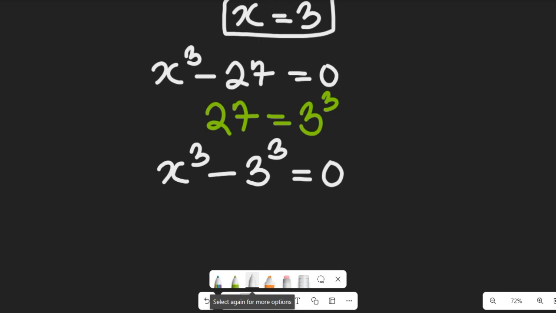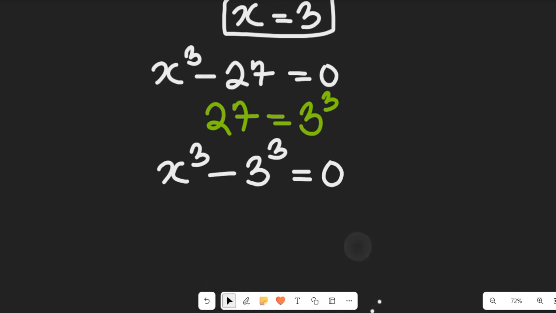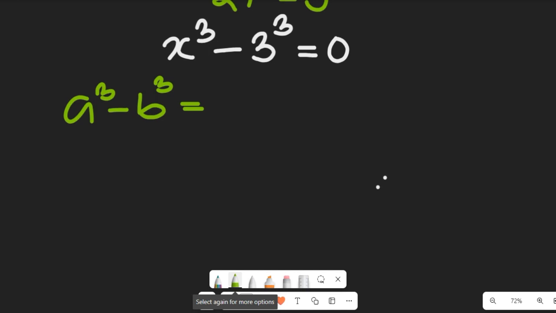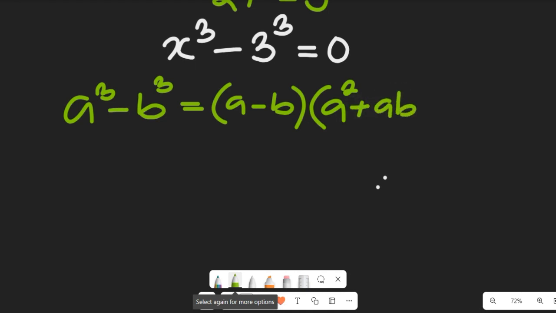Great. Now, in the next step, I want you to recall an algebraic expression. Now, what do we want to glean from that algebraic expression? Do you recall that if you have a to the power of 3 minus b to the power of 3, this can simply be equal to a minus b, right? And that will be multiplied by a squared plus the first multiplied by the second, ab, and that will be plus the second squared. Great.